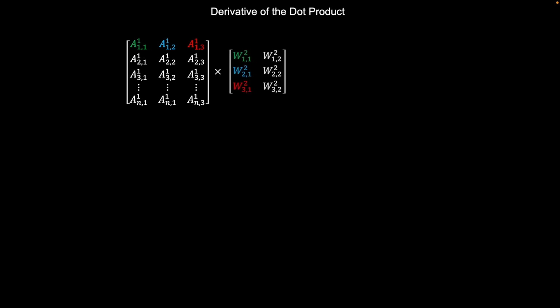Now we need to find the derivative of Z2 with respect to the weights of layer 2. So, consider how we derive Z2. A1 is the input of the second layer, which is an n by 3 matrix. This is then multiplied by the second layer weights, which is a 3 by 2 matrix, and then added with a bias. And that equals Z2. But how do we calculate the derivative of Z2 with respect to W2? Because this isn't just a regular multiplication, but rather a matrix multiplication.